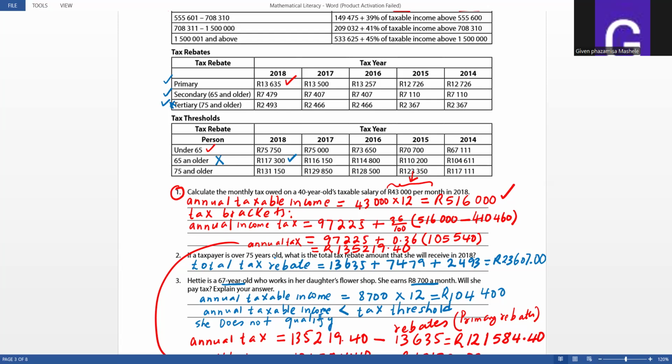Okay. First of all, we need to check what was the tax threshold for 2017? 75,000. Now, the 75,000 has increased to 75,750. So we want to know how they arrived at this. I believe you're following.